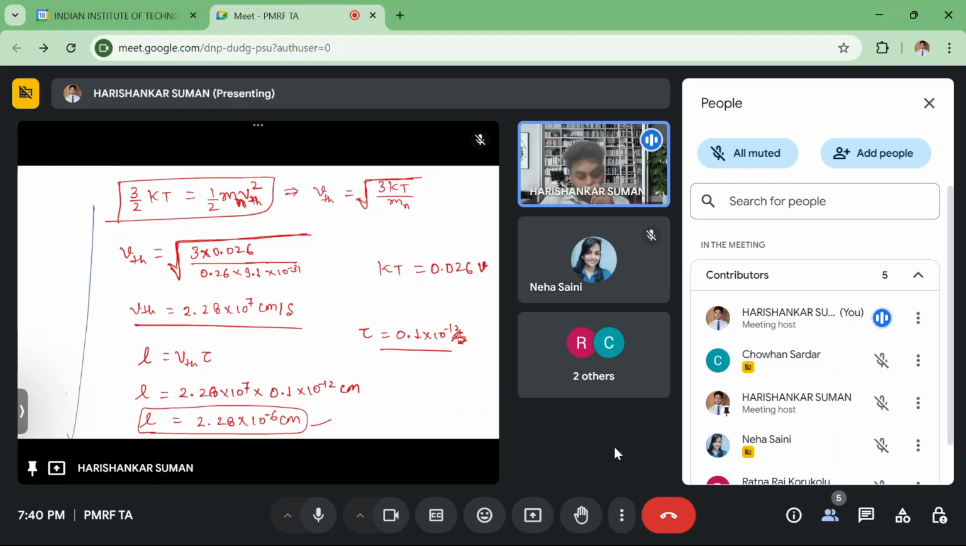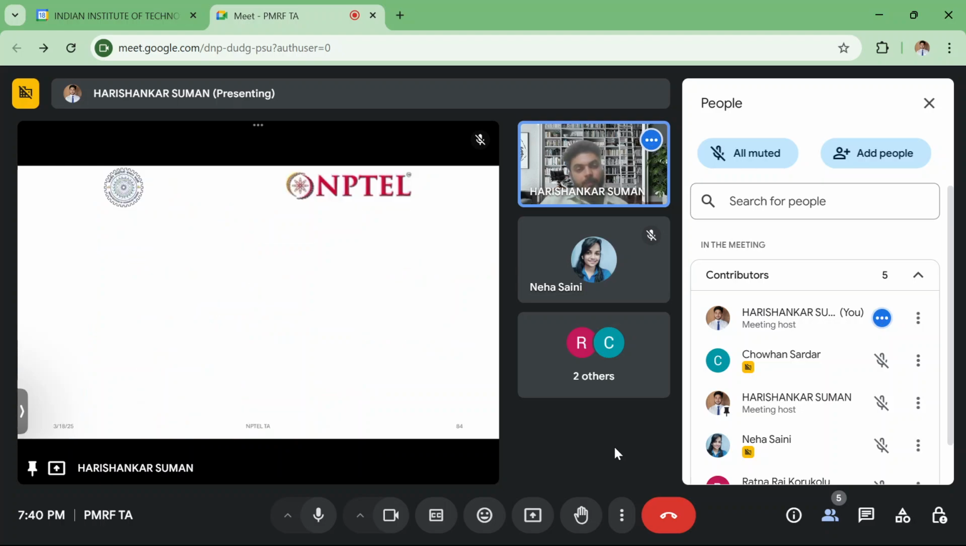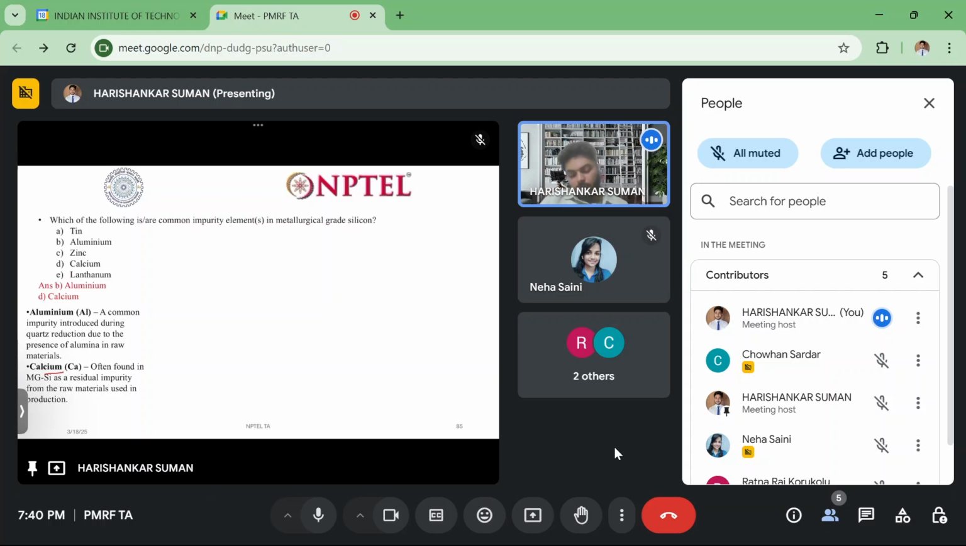So according to this formula, this is the mean free length. Which of the following types exhibits the lowest carrier mobility? Amorphous silicon, we know. Which is a common impurity in metallurgical grade silicon? Aluminum or calcium?